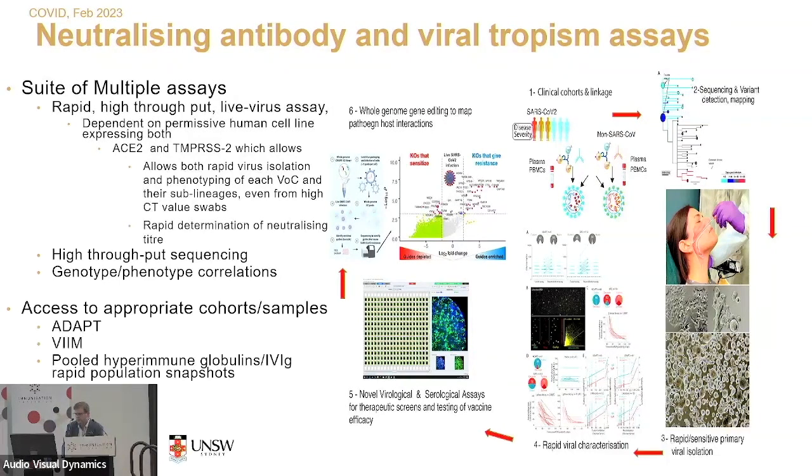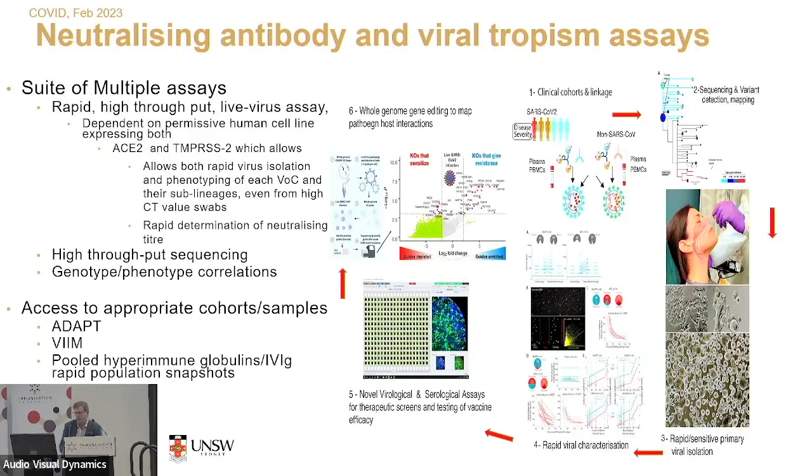We actually have a suite of these cells that allow us to rapidly isolate all the variants of concern. This is married with high throughput sequencing of the sort that Bill just mentioned. In fact, this has been a close collaboration with Bill and also with Dominic throughout. And we're able to rapidly generate genotype-phenotype correlations. As important as all those very elegant assays are, they're nothing without really good clinical data.